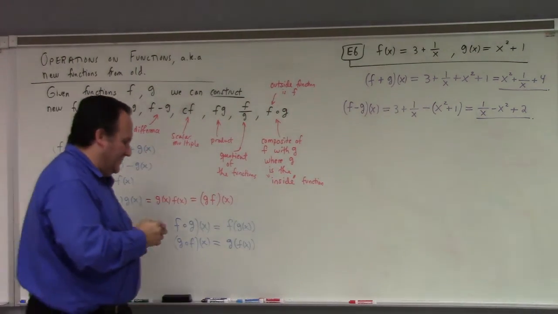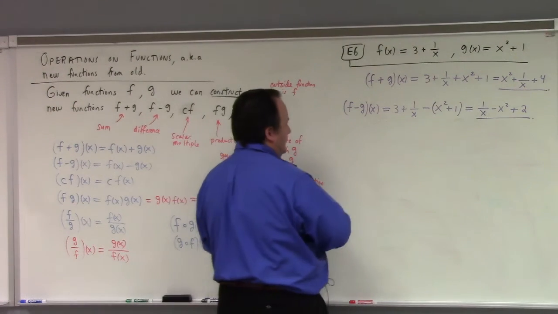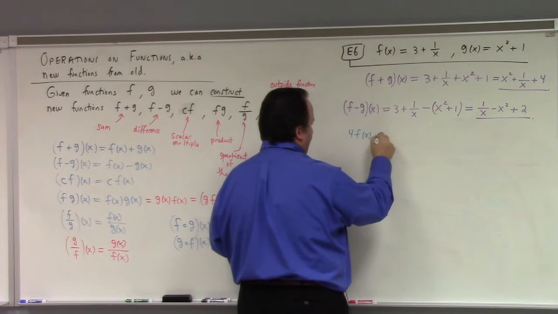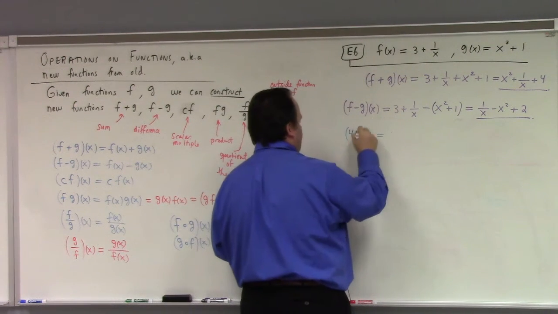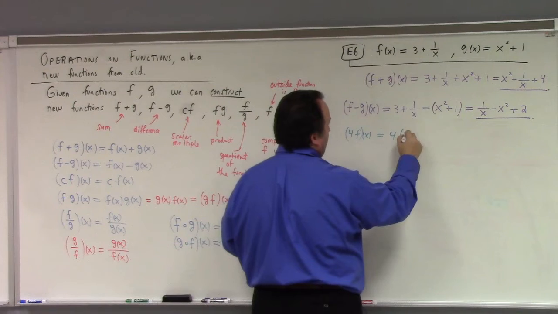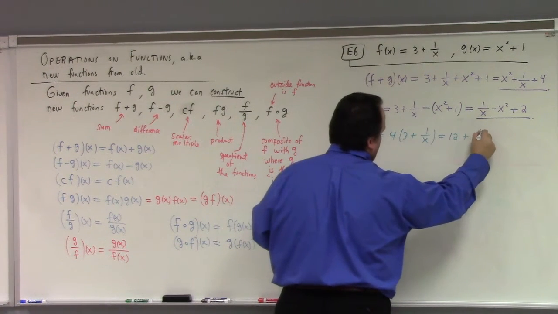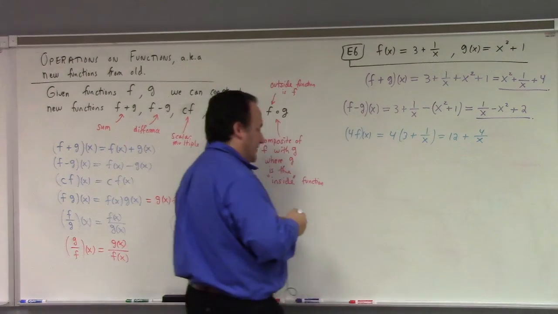A constant times f. You guys pick the constant you want. What constant do you want? 4. All right, so 4 times f of x, what would that be? Technically 4f of x would be 4 times 3 plus 1 over x, which would be 12 plus 4 over x. So there's 3 times the function's formula.